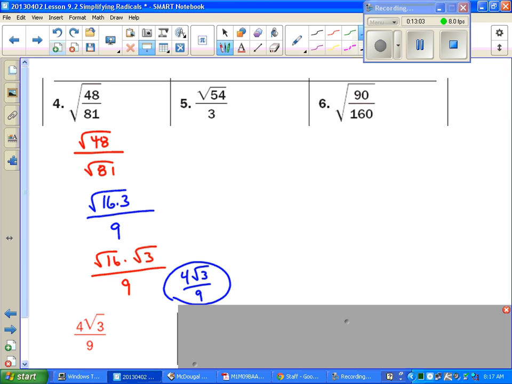For number 5, it says the square root of 54 over 3. Perfect square that's a factor of 54 is the square root of 9 times the square root of 6 over 3. Notice, don't add any symbols that aren't already there. Don't accidentally put the square root of 3 at the bottom because it's just 3. The square root of 9 means what times itself is 9. That is the number 3 times the square root of 6 over 3.